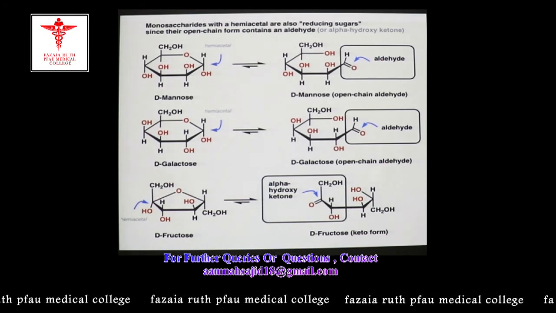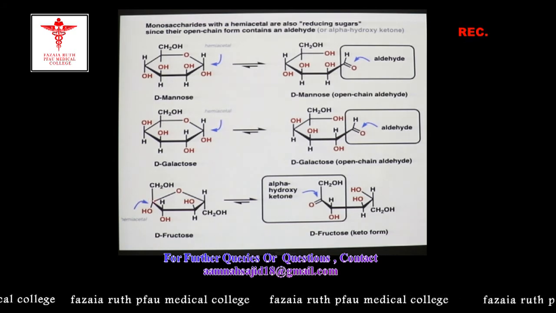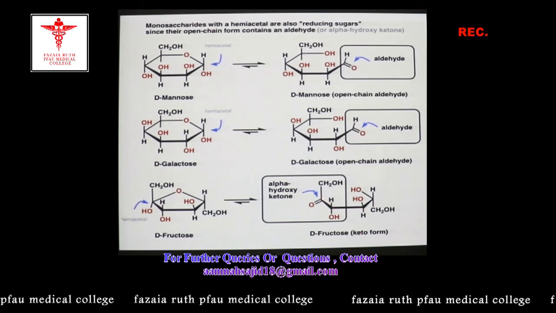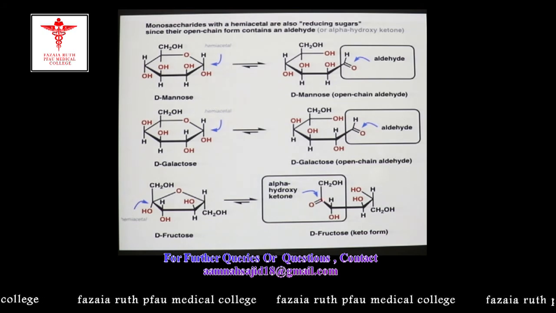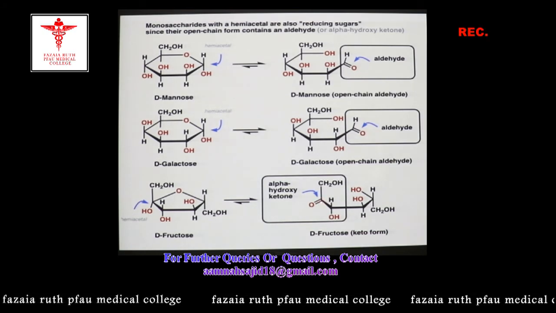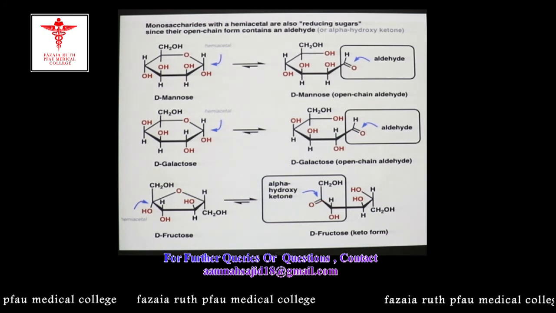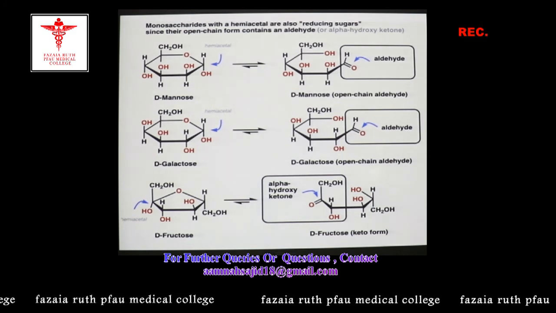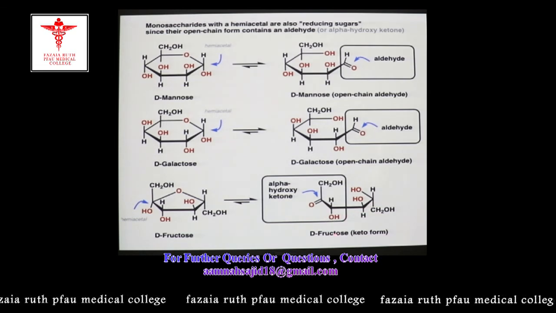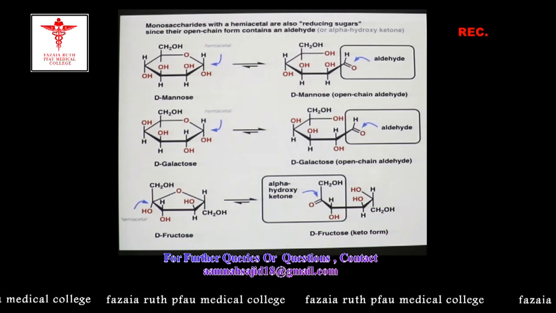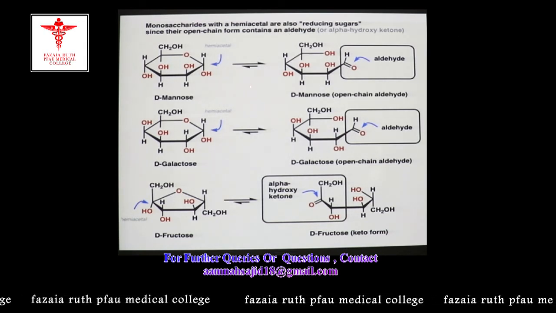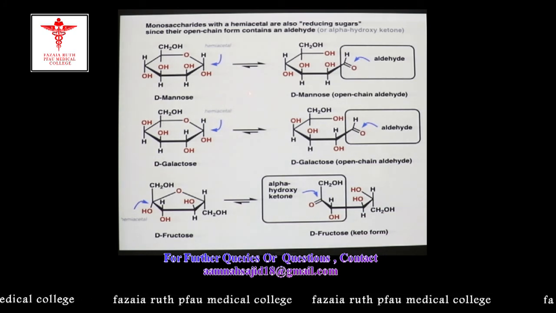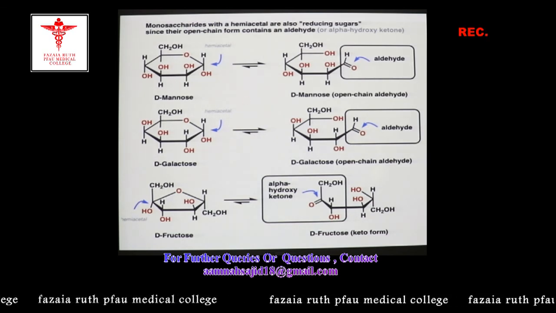Now, in case of fructose, which is a keto sugar, carbon number 2 is the anomeric carbon atom and it has a hydroxyl group attached to it. When it converts into the open chain configuration, the carbonyl carbon atom, carbon number 2 of fructose, is linked to a keto group, and this keto functional group is the site where oxidation of fructose takes place, accompanied by simultaneous reduction of another compound, and this gives fructose its reducing property. So all monosaccharides contain an aldehyde or keto functional group in their open chain forms, so they are reducing in nature. This is why we say that all monosaccharides are reducing sugars.